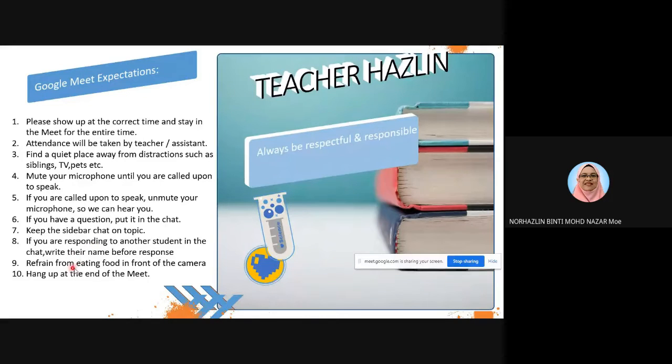Number nine, refrain from eating food in front of the camera, just in case. And number ten, hang up at the end of the meeting. So I hope you will follow all the rules given here.